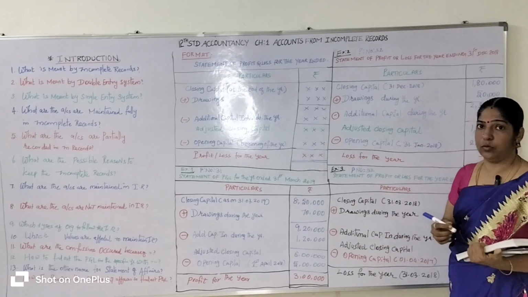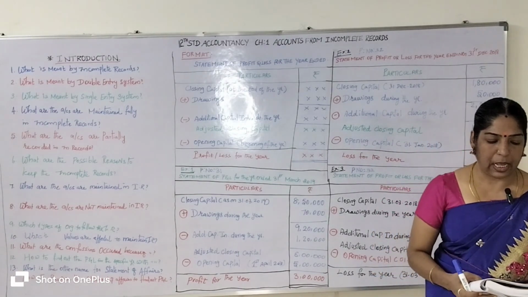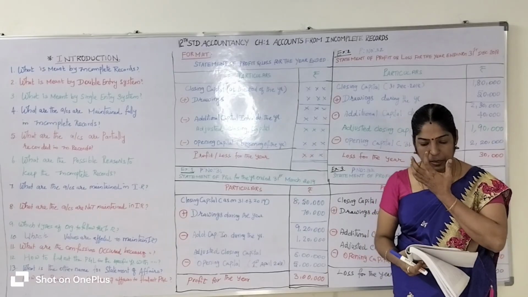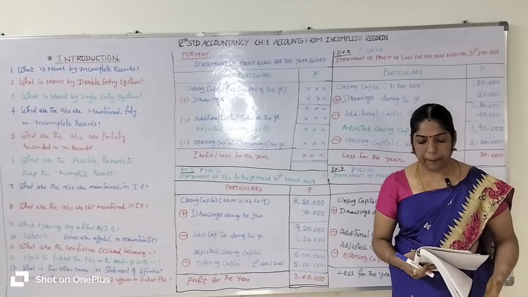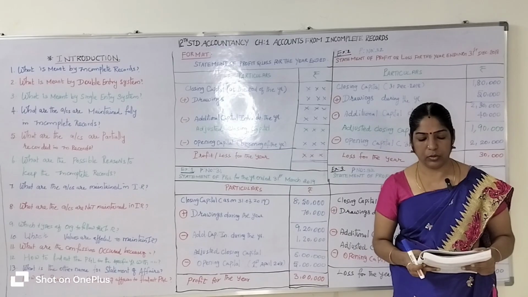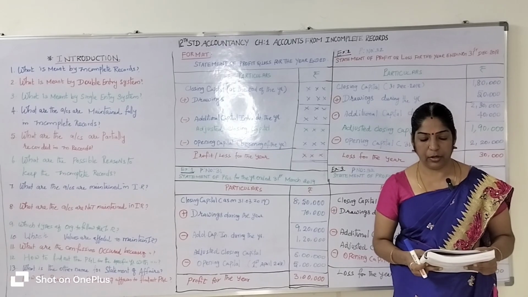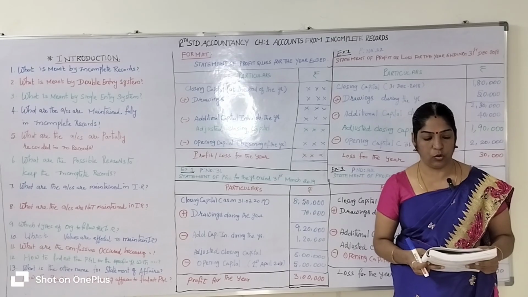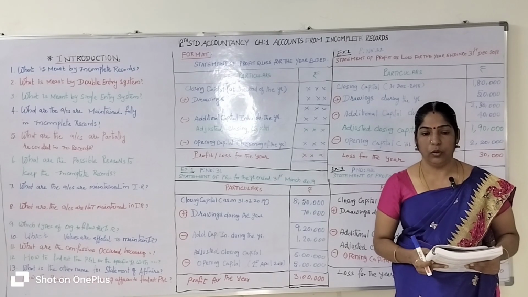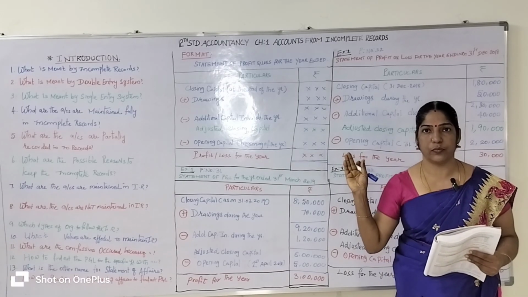Okay, come to the second exercise, sum number 2. Let's read the question. Capital as on 1st January 2018 is 2,20,000 rupees, and capital as on 31st December 2018 is 1,80,000 rupees. Additional capital introduced during the year 40,000 rupees, and drawings made during the year 50,000 rupees. According to this information we are going to prepare the profit and loss for the year.